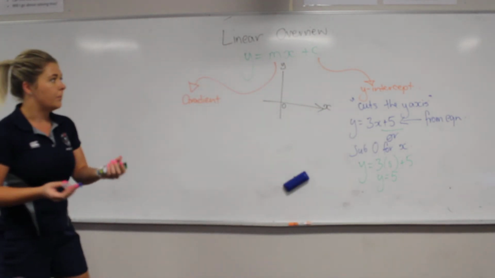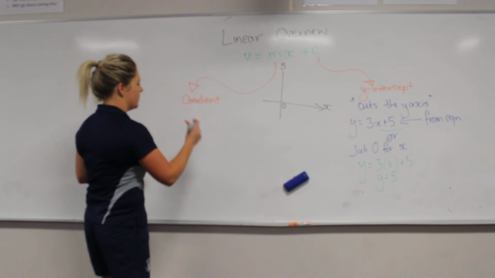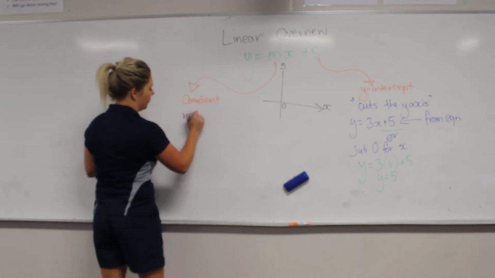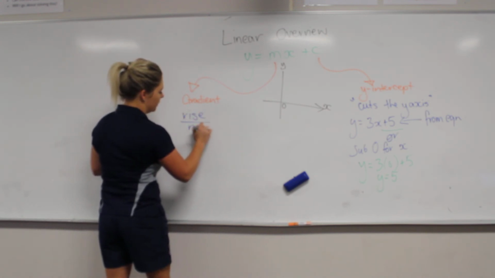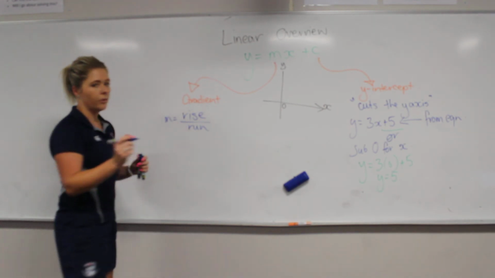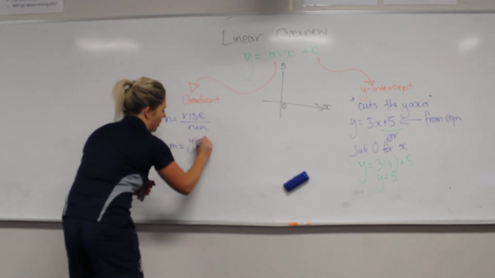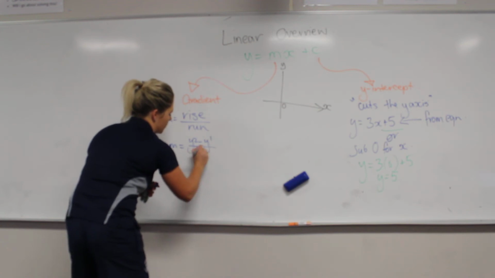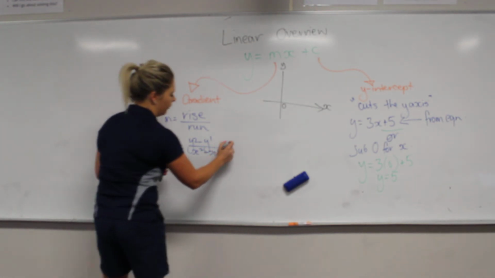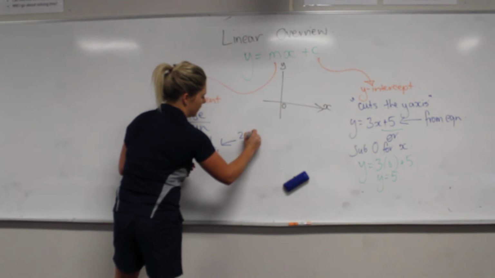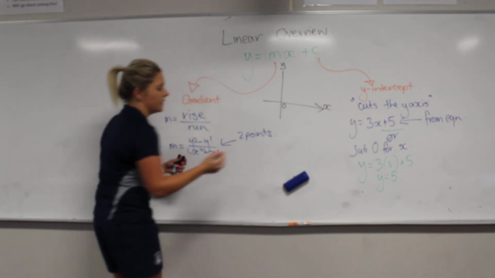M obviously represents the gradient, and there's two ways we can do this. It can be rise over run, so m equals rise over run, or it can be y2 minus y1 over x2 minus x1 if we're given 2 points. You can then just substitute it into that.